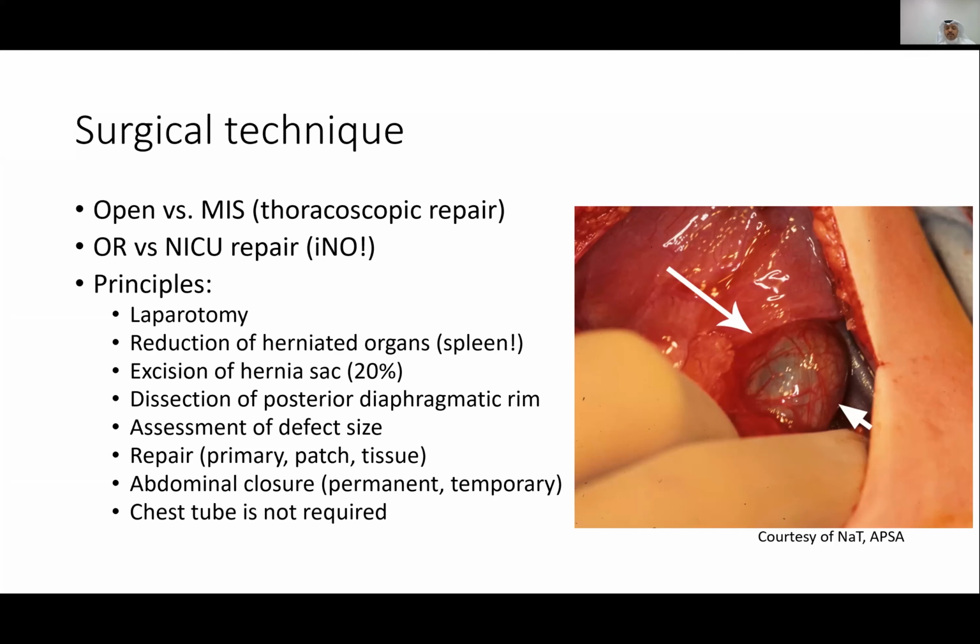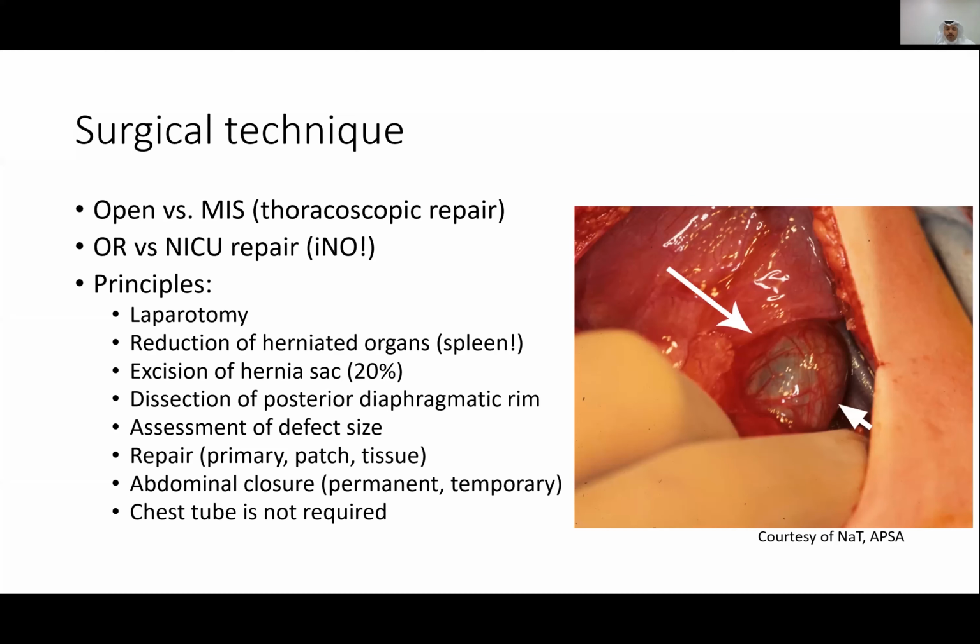So you want to have this discussion with the neonatologist. You want to have this discussion with the anesthesiologist. Sometimes babies are on high-frequency ventilation that cannot be easily moved. The baby could be dependent on nitric oxide. They cannot disconnect it. So at the end of the day, you may end up operating in the NICU for certain babies. What are the principles of surgery?